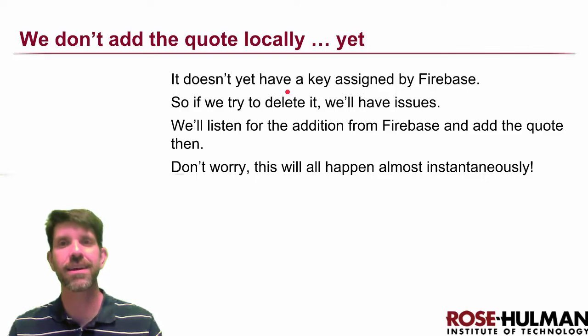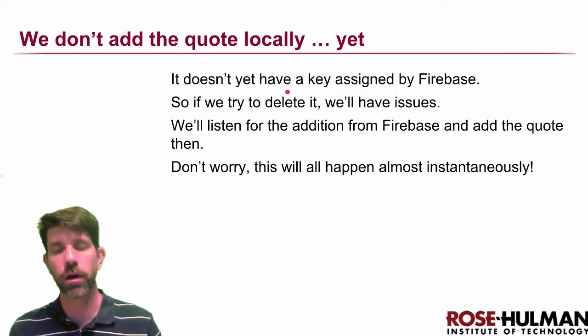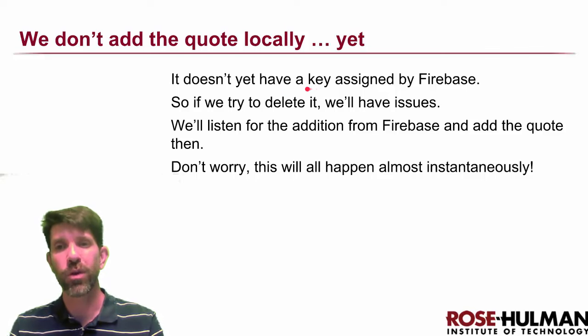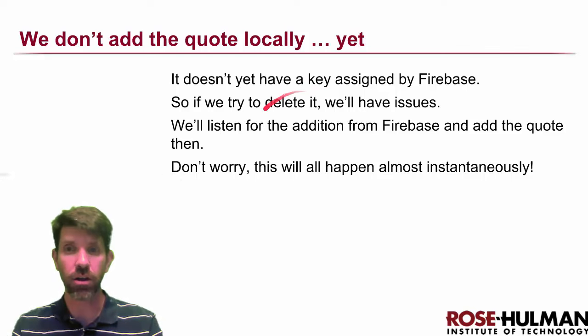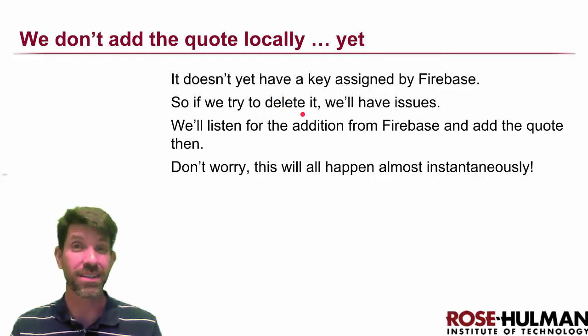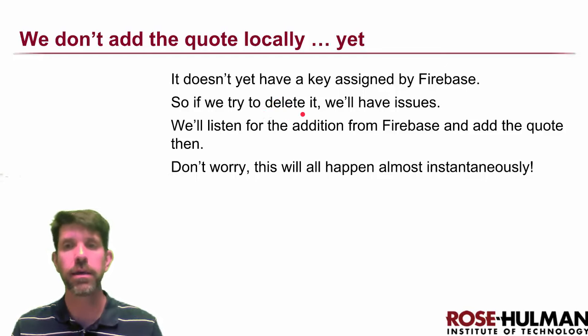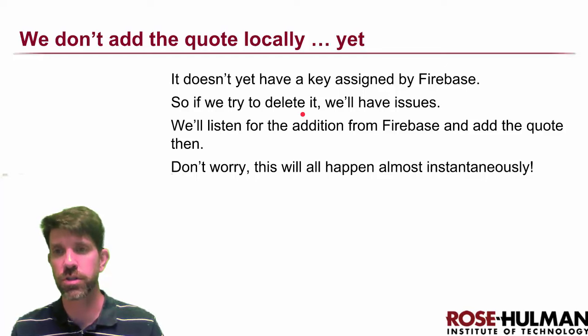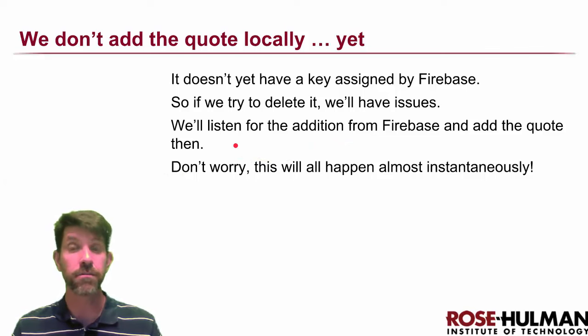Once it gets it there, we can then add it, right? But without the key, if we just didn't deal with the key at all, we'd have troubles because if you want to delete things, you need to delete them by key and so on. So we'd have some issues that would come back to haunt us later on. So listening for the addition from Firebase and then adding it then is a very good idea.